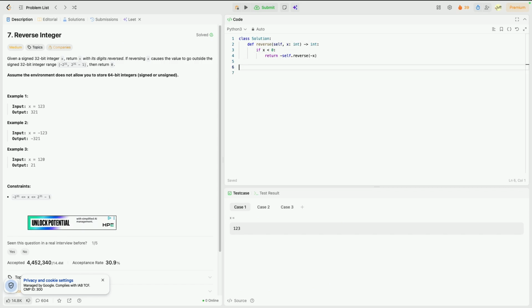Now, what do we need to do next? Well, we need to compute the digits of those numbers. And how do we do that? Well, we already know, right? We have to have a result. This will be our inverted number, and then we just loop while our number has a value. We're going to pull out the last digit of x.